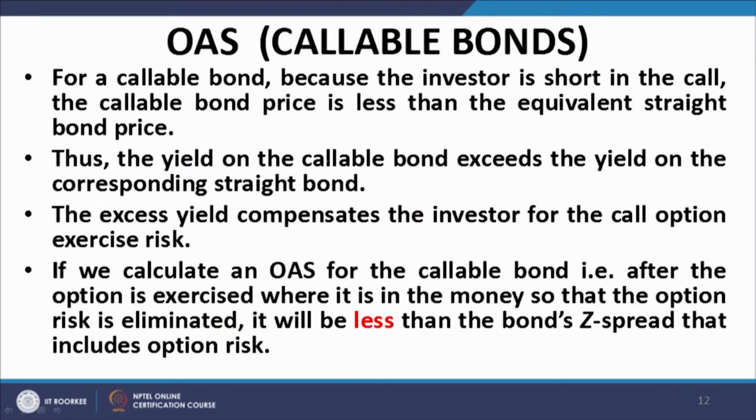The excess yield compensates the investor for the call option exercise risk. If we calculate an option adjusted spread for the callable bond, that is after the option is exercised where it is in the money, so that the option risk is eliminated, it will be less than the bond's Z spread that includes the option risk. Naturally, the Z spread contains a component of option risk as well. It is bound to be larger in the case of the callable bond, because the investor is short in this instrument. Please note, investor is short in the call option.